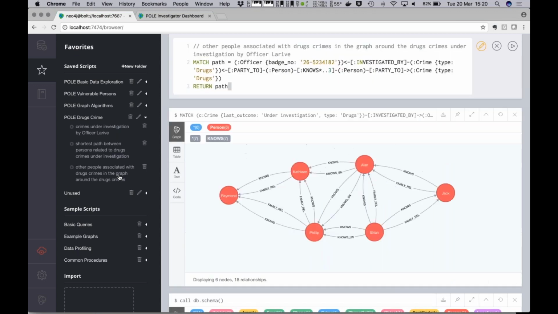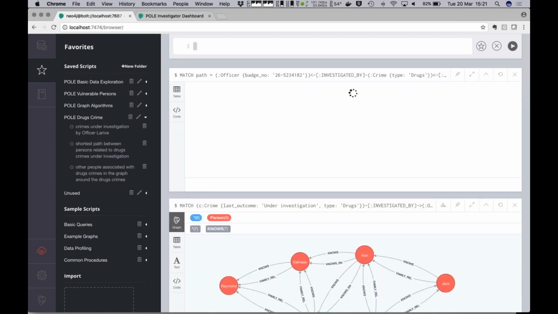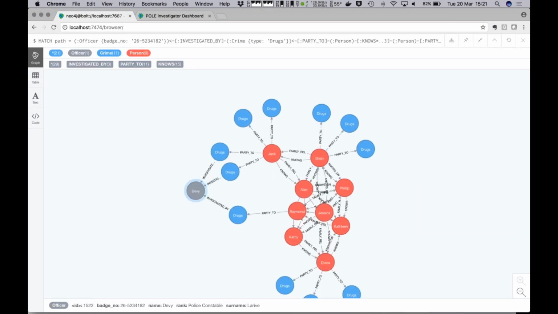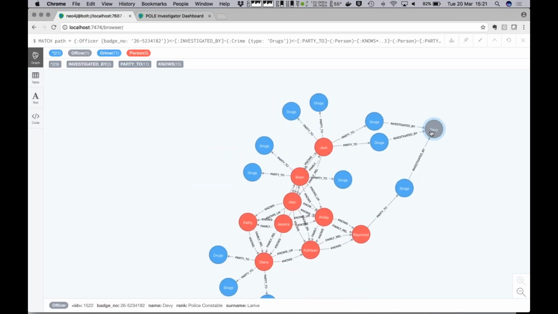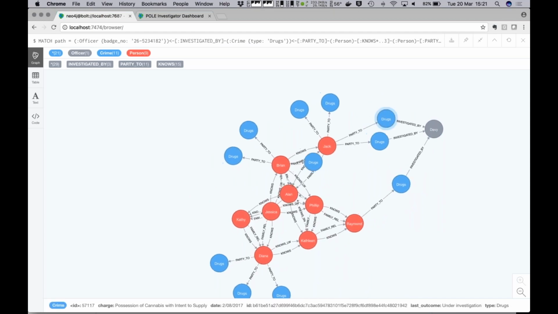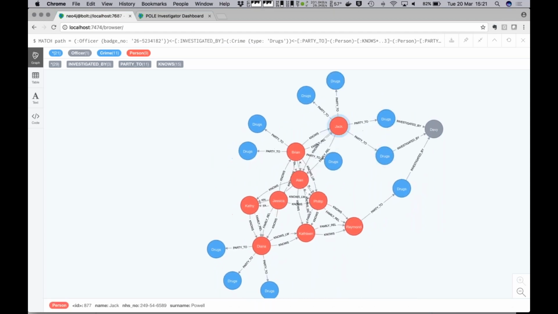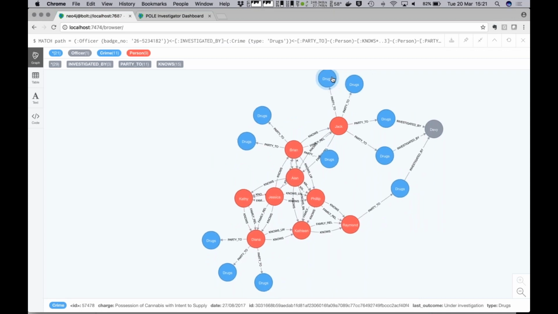Now, what we can do is look at those individuals again and say, are there people in the graph around them who are also associated with drugs crimes? So can we start to loop in more people into this social network who are also associated with drugs crimes? So here on the right, we have our officer and the 3 drugs crimes in question. We can see Jack, and we can actually see Jack is associated with some more drugs crimes. So there's more possession of cannabis and possession of cannabis with intent to supply charges.